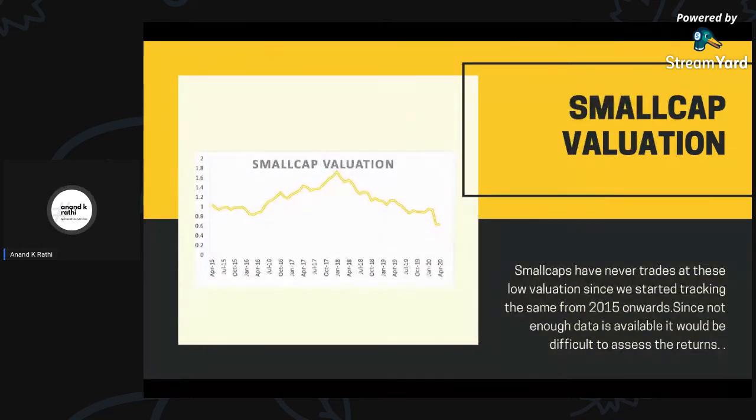Finally, on the small caps, the valuations are extremely cheap, but then we don't have too long a data. Plus, we don't have a data on how the markets have reacted at these valuations. Hence, we would avoid suggesting any return at these valuations.